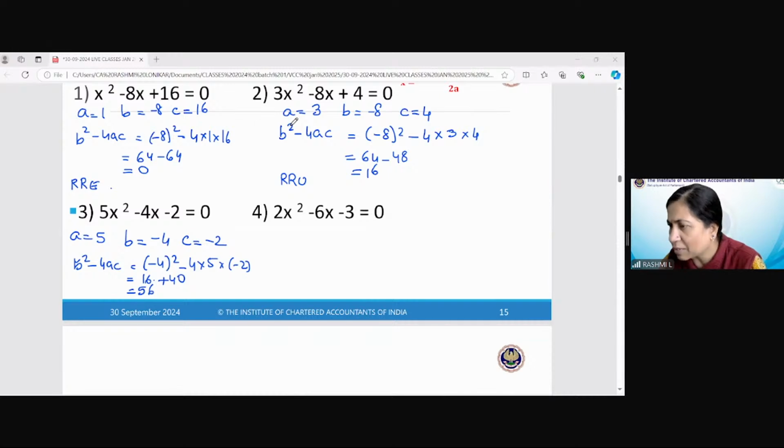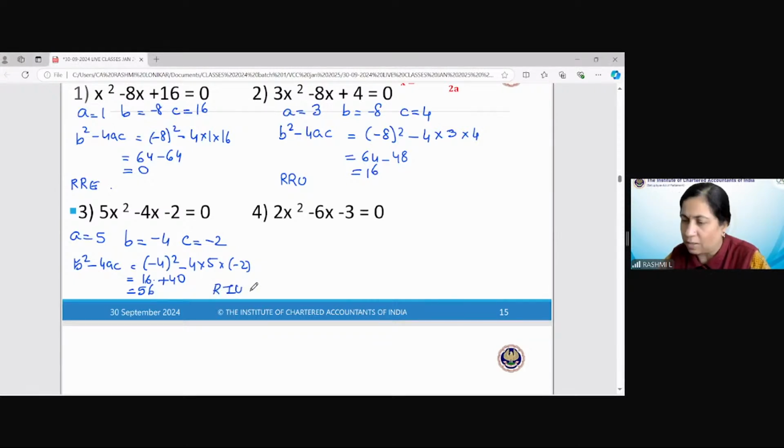No, why imaginary? It is not negative. Okay, Manisha, Bhumika, it's not negative. Yes, very good. Real, irrational, and unequal. Okay. Real, irrational, and unequal.